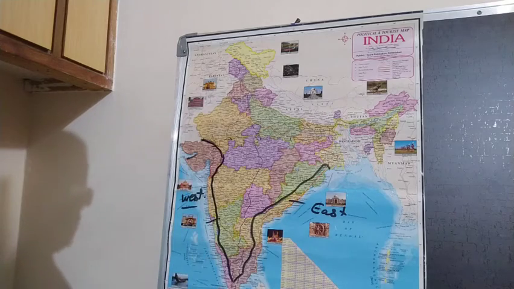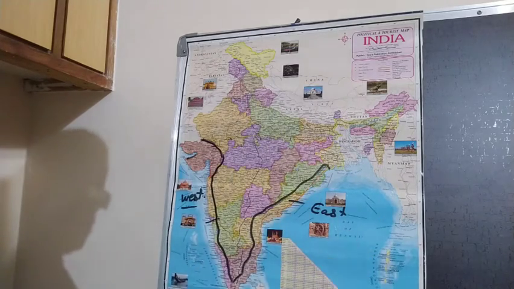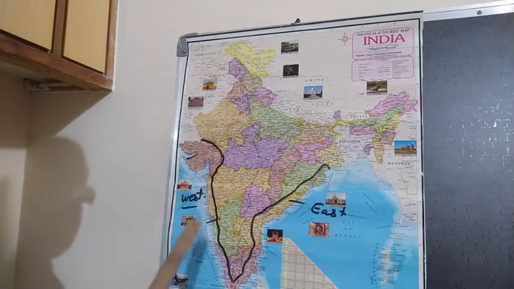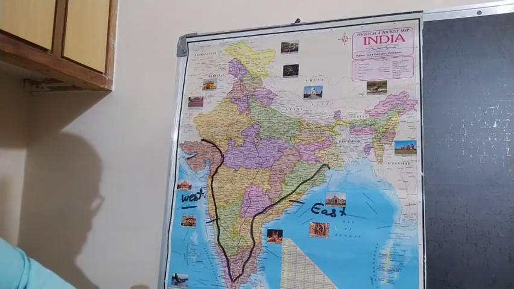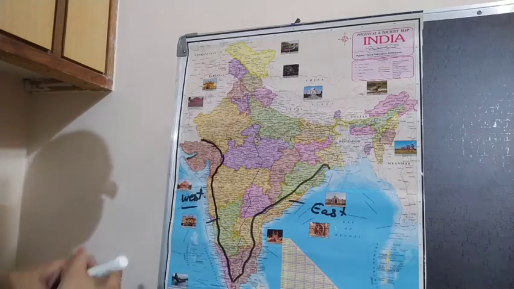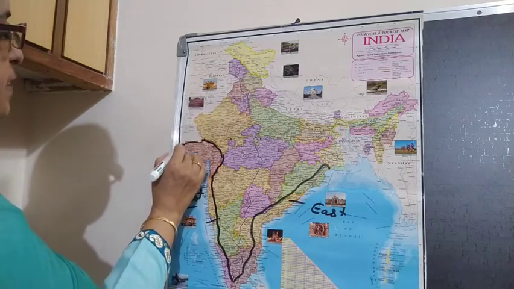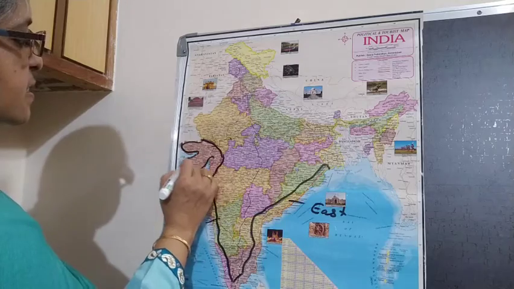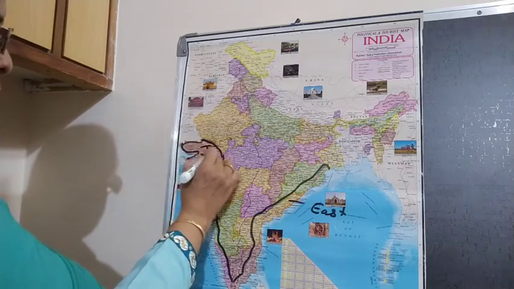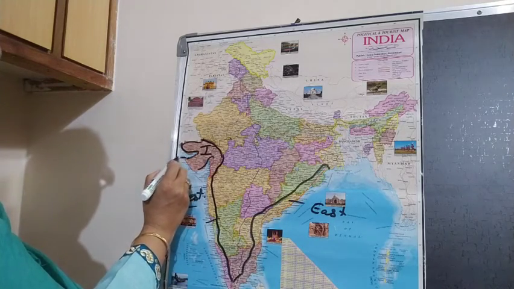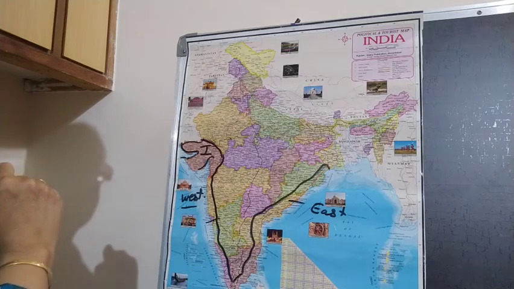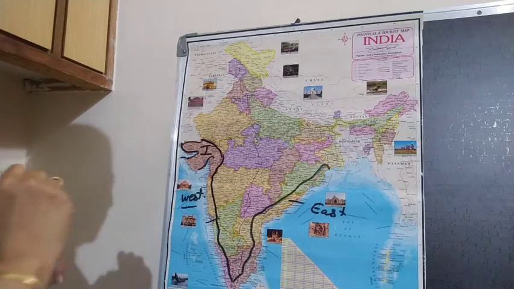Now the western coastal plain is divided into three parts: Gujarat coast, Konkan coast and Malabar coast. Gujarat, you are staying in Gujarat. So this part which is in Gujarat is the Gujarat coastal area. This is the first. Now from Khambat, you know the Gulf of Kutch. Then you have the Gulf of Khambat.